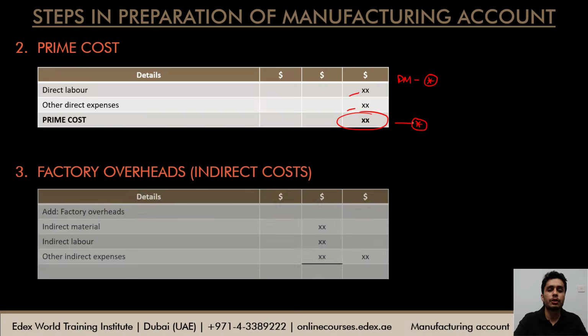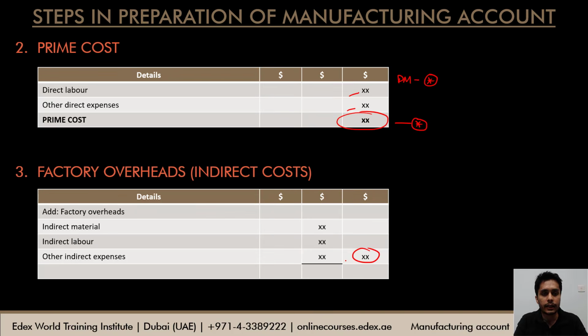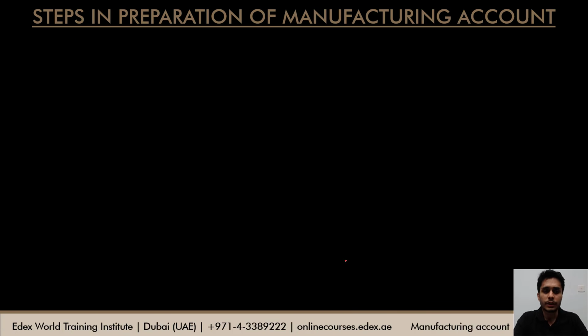Once you get a prime cost, to that you add your factory overheads. Factory overheads would be all your indirect material, indirect labor and other indirect expenses. So the total of them would be called the factory overheads. Example, your rent, your factory heat and lighting, your electricity, your insurance, factory depreciation. So once we arrive at the prime cost and the factory overheads, we can take a total of that to arrive at the cost of production.